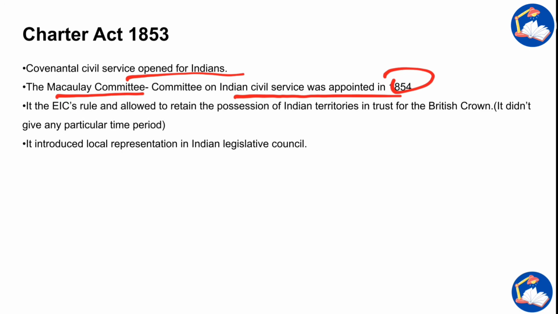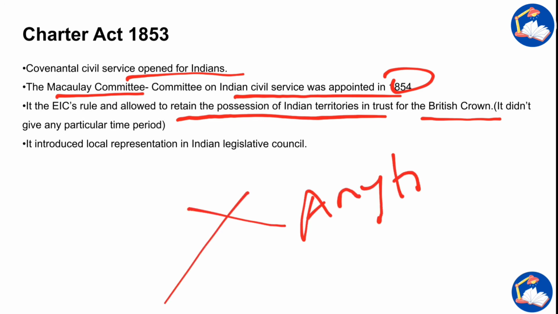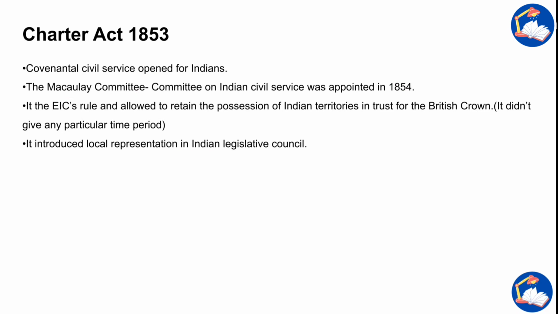Just note it. In the East India Company's rule, the company was allowed to retain the possessions of Indian territories in trust for the British Crown. In the previous act, a 20-year extension was given. But this time, in the Charter Act of 1853, there was no time period, which means the company's possessions could be removed at any time. Okay, it introduced local representation in the Indian Legislative Council.